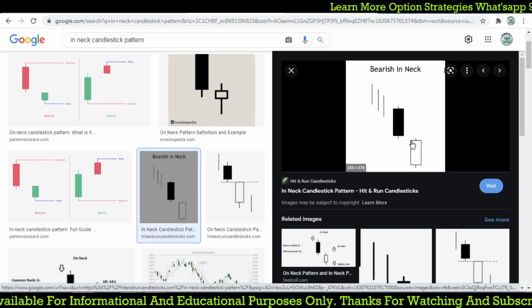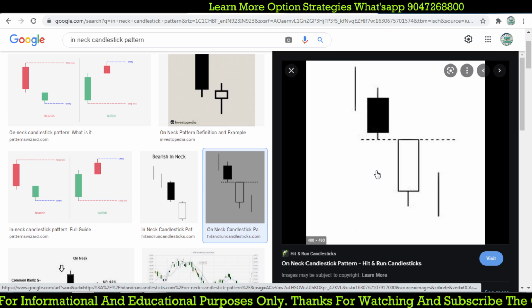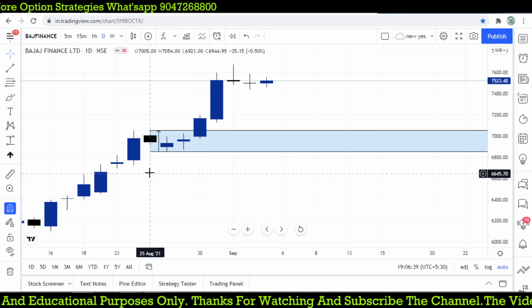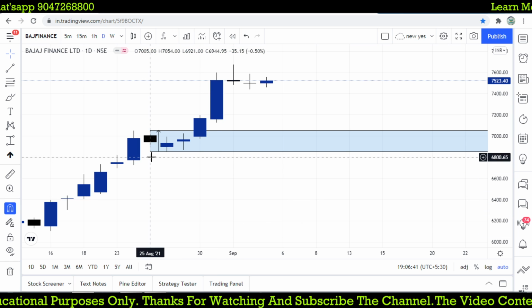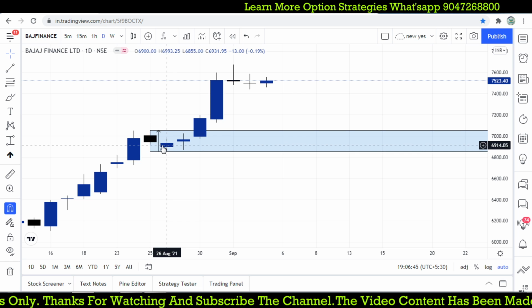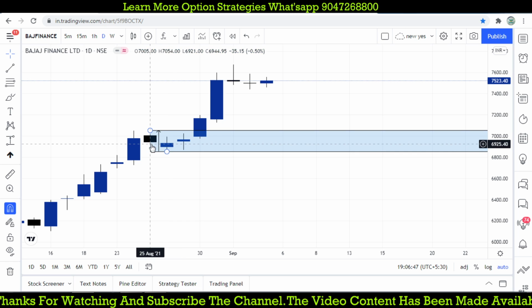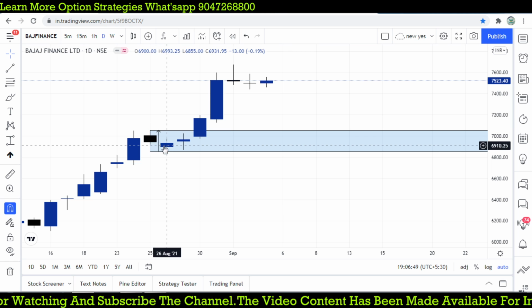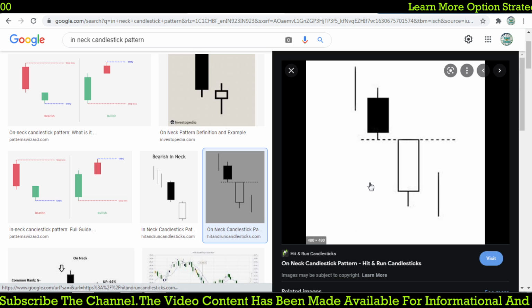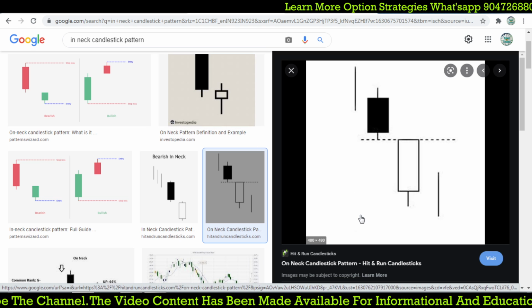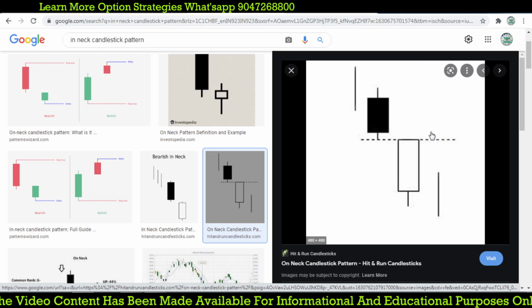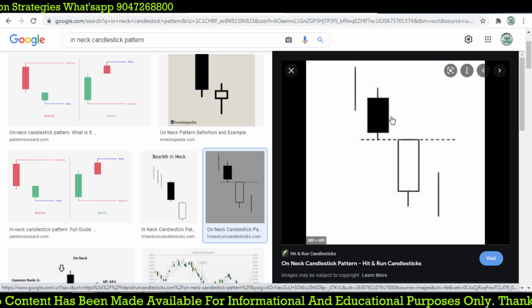Neck is near about the low, and it is exactly the price. Let's see Bajaj Finance, which forms the previous low as 6921. This close is 6931, near about the low, but the close is 6944. Here that close is 6931, a little bit lower. So there is a slight confusion about whether the next day should be a gap open and close equal to the low, or close equal to the close. The on-neck and in-neck candlestick patterns.